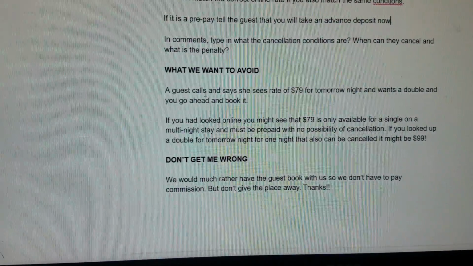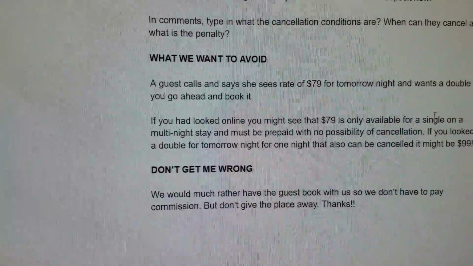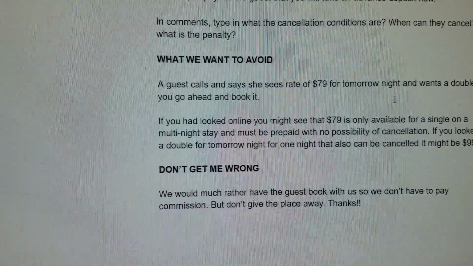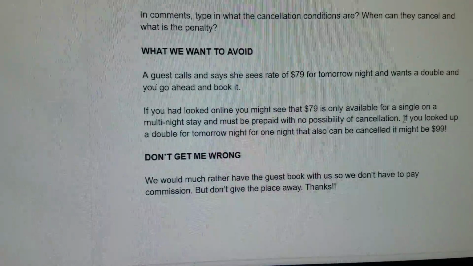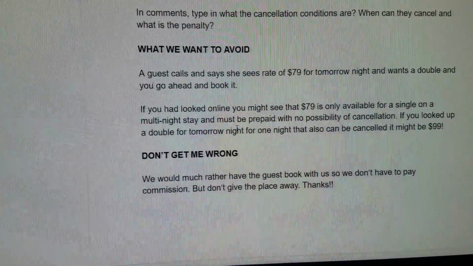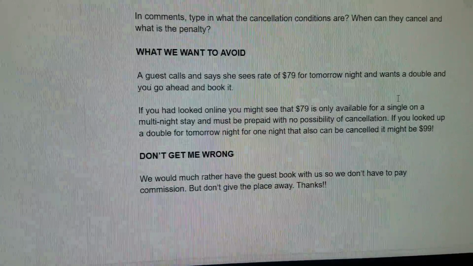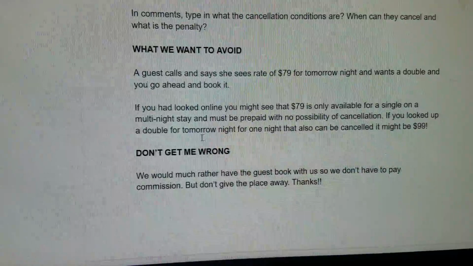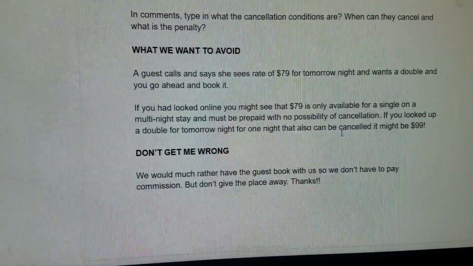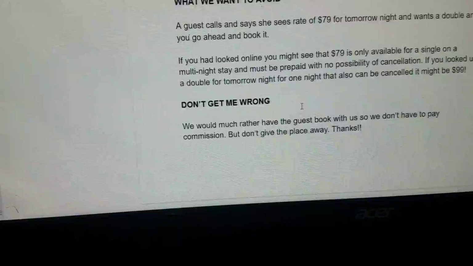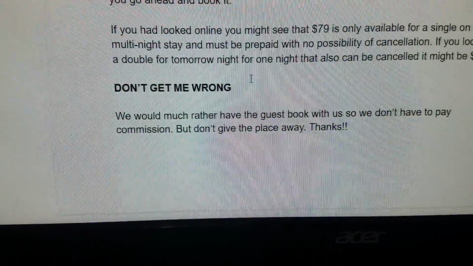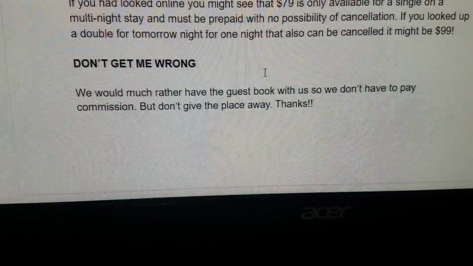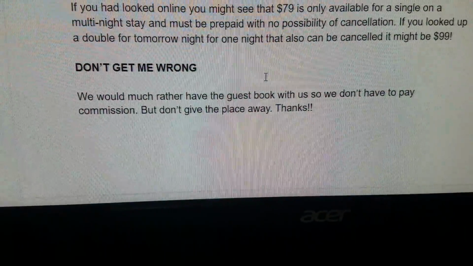Here's what we want to avoid. A guest calls and says that she sees a rate of $79 for tomorrow night and wants a double, and you go ahead and book it. If you had looked online, you might see that $79 is only available for a single on a multi-night stay, and it must be prepaid with no possibility of cancellation. If you looked up the same thing that she booked with you, which is a double for tomorrow night for one night that also has the ability to be canceled, it might be $99. So don't get me wrong, we would much rather have the guest book with us than with the other site because we won't have to pay commissions. But we just don't want to give the place away.